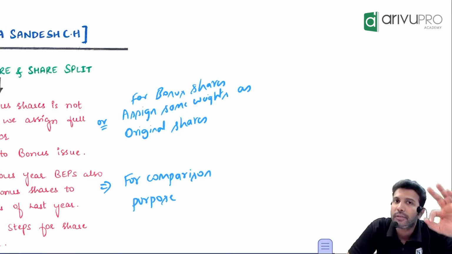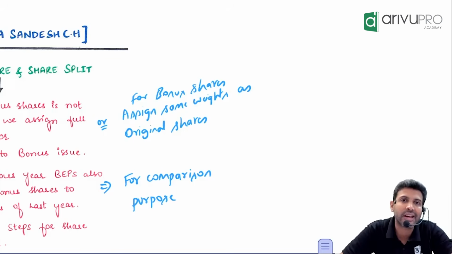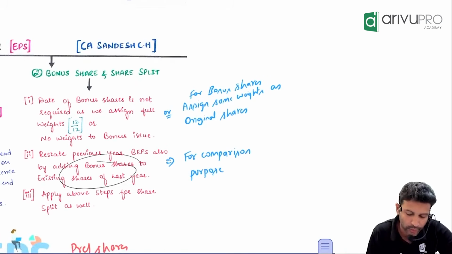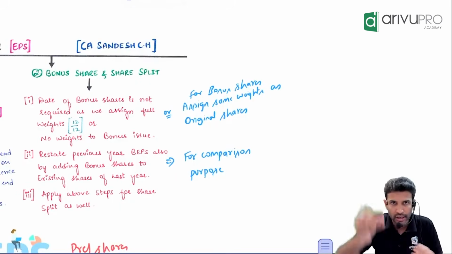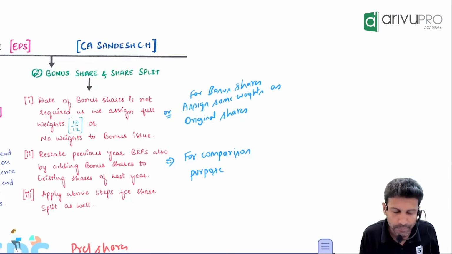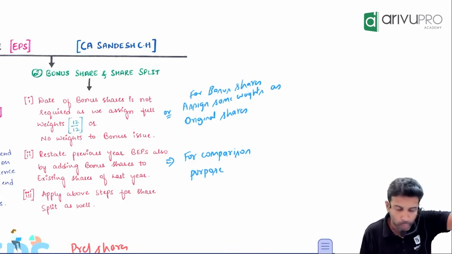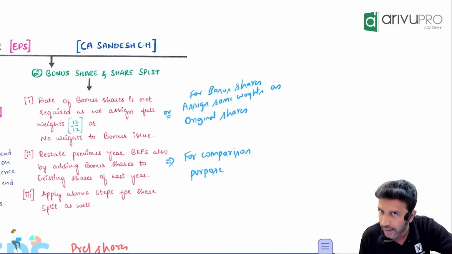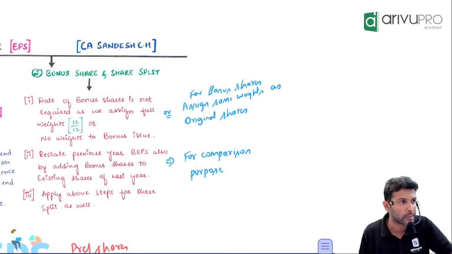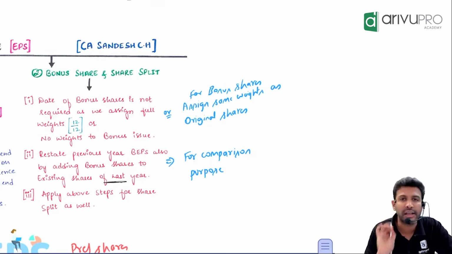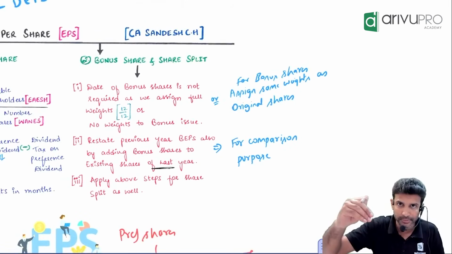Second point. Whenever a bonus issue has come, you'll have to restate last year's EPS. Previous year EPS you need to restate. This is for comparison purposes. I had given you an example in the regular class to prove why we do this. I'll not go into that for the time being. I'll just tell you what needs to be done. Whenever bonus shares are issued in the current year, not only will you calculate the current year's EPS, you need to recalculate. That's what we mean by restating. Restating is recalculating. Last year's EPS also you need to restate, and this is done for comparison purposes. If you remember the example, I told you 50%.